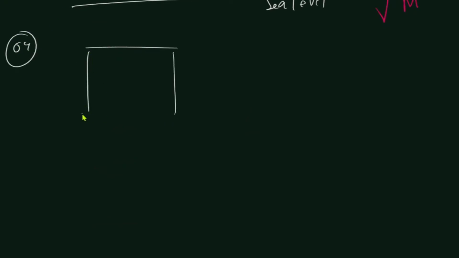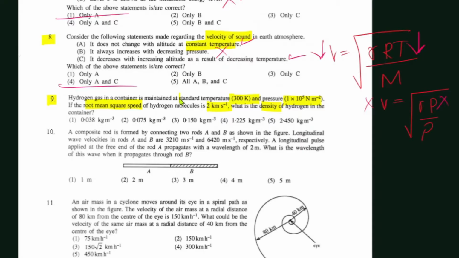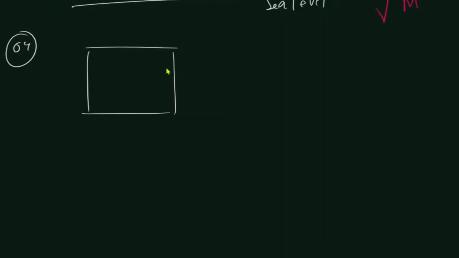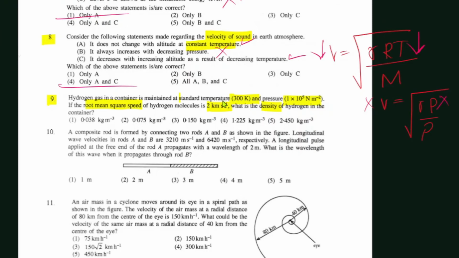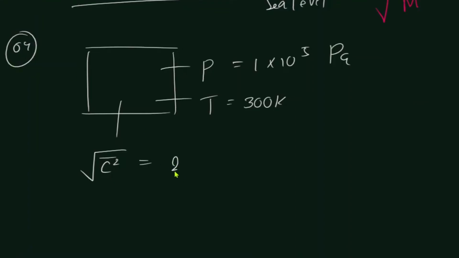So if we consider a gaseous container, the pressure is 1 into 10 to the power 5. Temperature is 300 Kelvin. And the root mean square speed is 2 kilometers per second, that is 2000 meters per second. All right, let us move on.